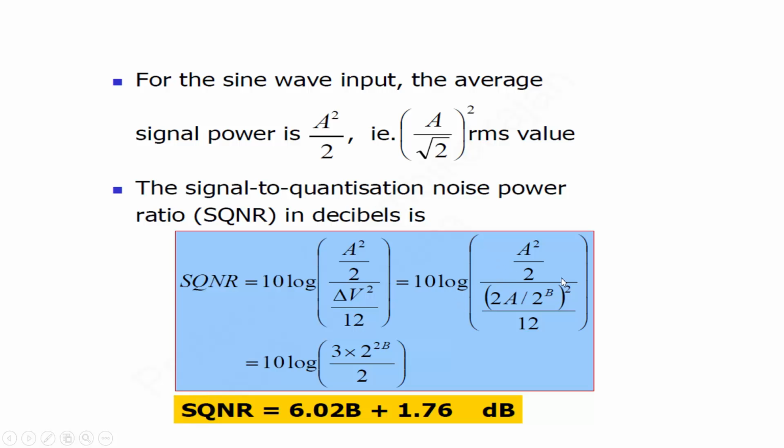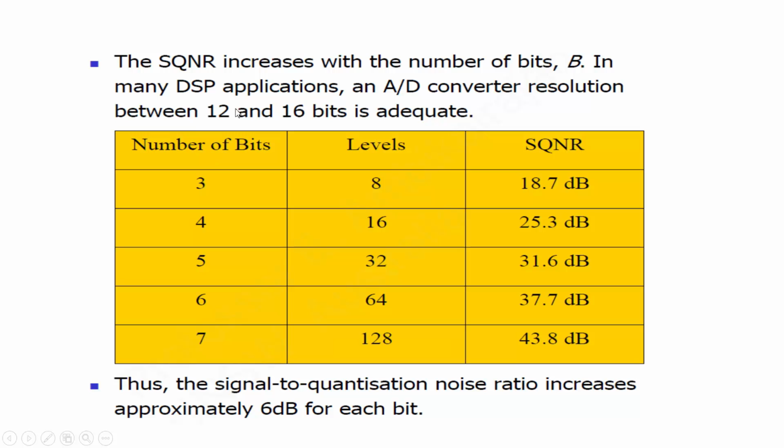If you solve this, with some manipulations, you will see that SQNR is given by 6.02 times the number of bits plus 1.76 dB. You can derive this formula with some mathematical manipulation. Now, this is a very important result. The SQNR increases with the number of bits.